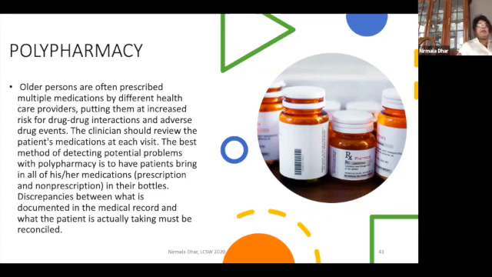The best method of detecting potential problems with polypharmacy is to have patients bring in all of their medications, not just prescription, even non-prescription, vitamins, whatever supplements, whatever they're taking, in a brown bag. It's called a brown bag audit. It's not rocket science. Discrepancies between what is documented in the medical record and what the patient is actually taking must be recognized and reconciled. So this is a very simple intervention which we all can do.